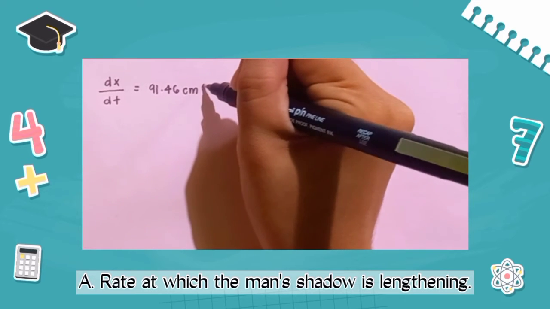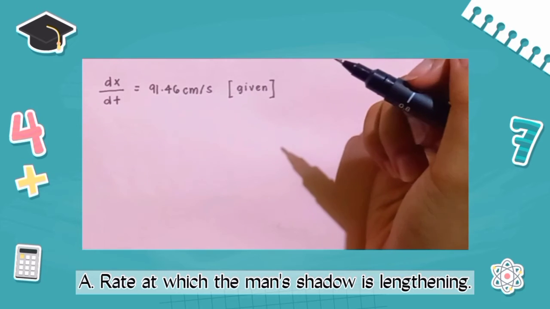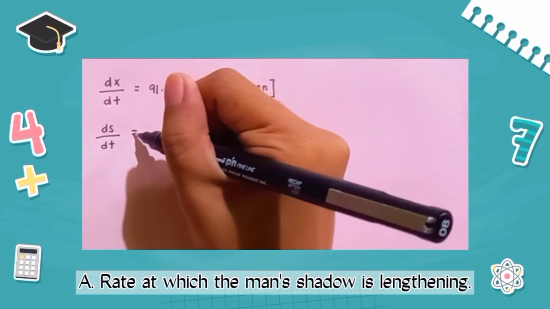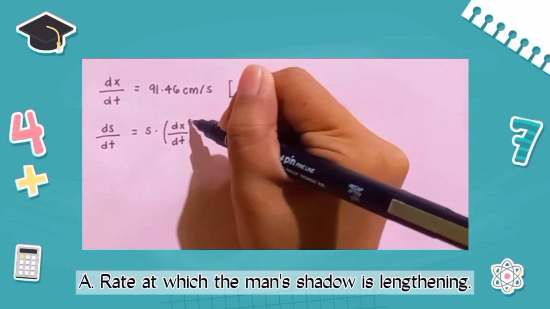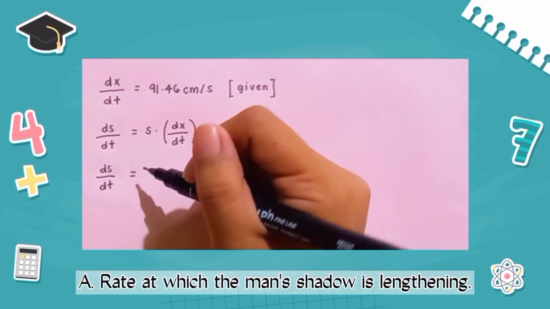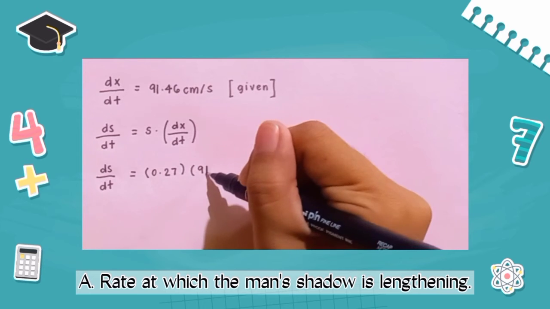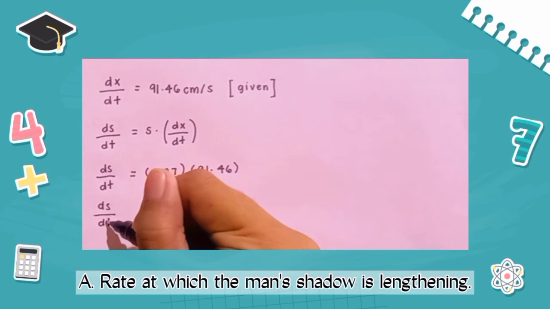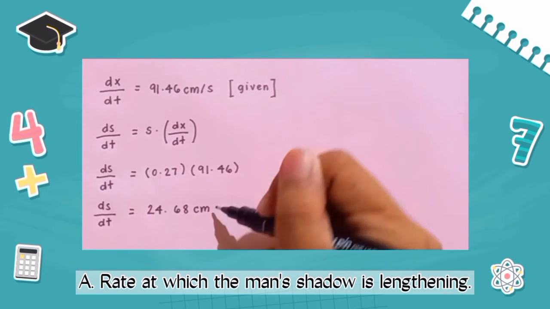Thank you, Divan. Next, we will differentiate S with respect to t, as we have dx over dt equals 91.46 centimeters per second. Now we have ds over dt equals 0.27 times dx over dt. So ds over dt equals 0.27 times 91.46 centimeters per second. Now, we have ds over dt equals 24.69 centimeters per second.